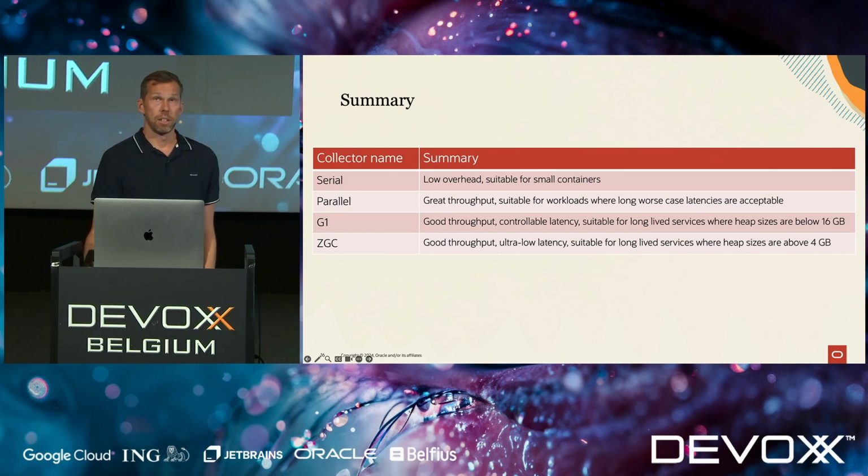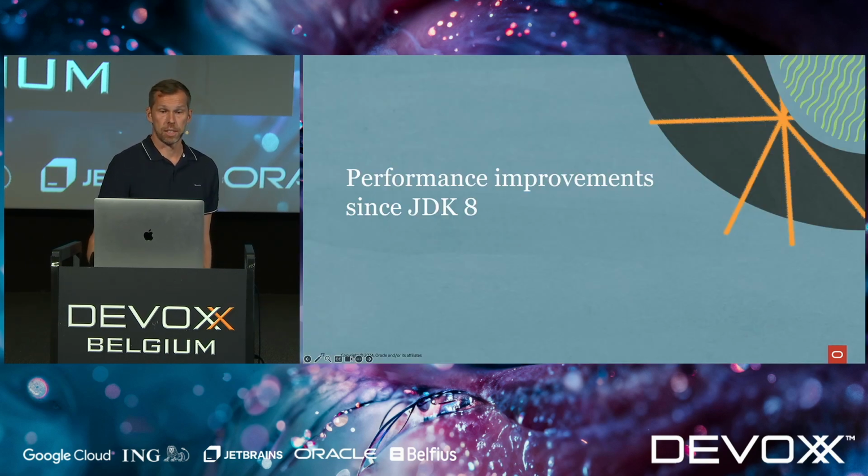And then CGC, good throughput, ultra-low latency, suitable for long-lived services where the heap sizes are above 4 gigabytes. And same thing goes here. CGC can be used with smaller heap sizes. It's just that it shines the most the larger the heap gets. And I usually say that you should always evaluate at least 2 of the GCs for your application to see how they behave using different algorithms. So keep that in mind. And yeah, that's the finish of part 1, the general information about GC in Java.